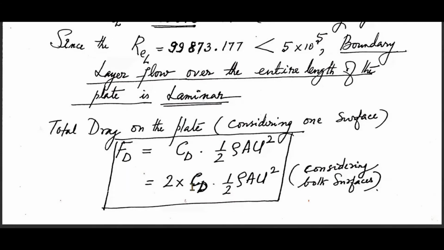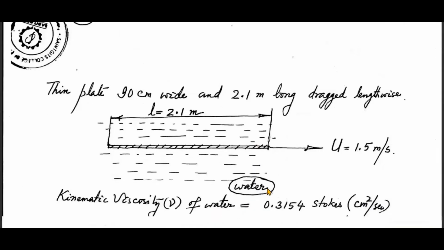If that idea is not very clear from the question, then it is better for us to write both. That is the total drag on the plate by considering one surface only and then both surfaces. So the basic equation you should try to remember, FD is equal to CD into half rho A U square. And if you take 2 into that, then that means you are considering both surfaces of this thin plate dragged in water. So it's very simple.